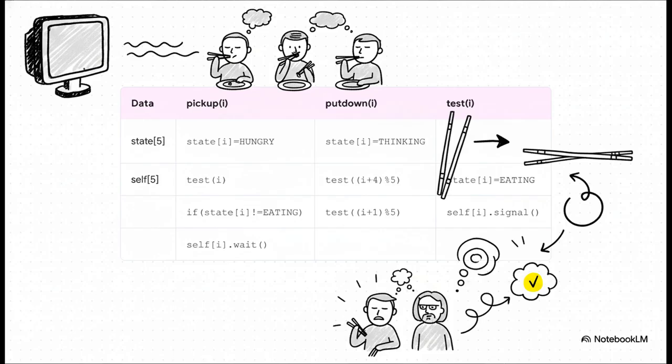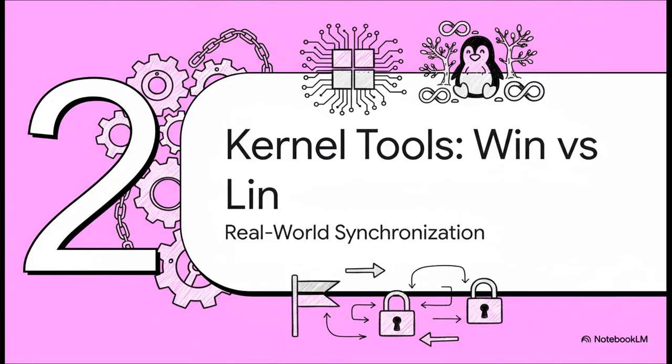If the coast is clear, fantastic. They grab both chopsticks and start eating. But if not, and this is the key, they call wait. And the magic of a monitor is that when you call wait, you automatically release the monitor's lock. This lets someone else, maybe a neighbor who is just finishing up, come in and put their chopsticks down. It's that atomicity, the ability to check for and grab both resources in one single uninterruptible operation, that saves us from deadlock. All right, so that's the theory.